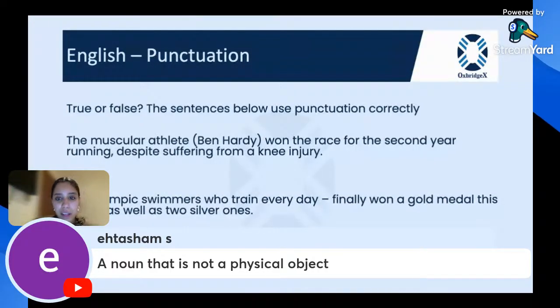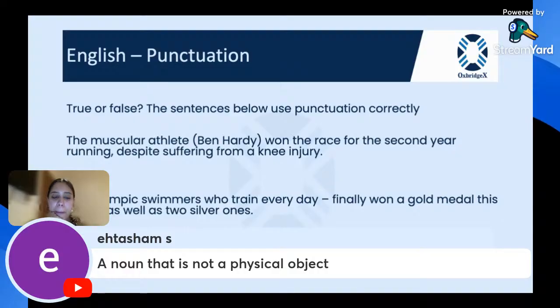The muscular athlete, I'm going to ignore what's inside the brackets, guys, just to prove a point. The muscular athlete won the race for his second year of running despite suffering from a knee injury. Does that make sense? Yeah. I asked myself a question and answered it, right? The second one, Olympic swimmers who train every day, as well as two silver ones. Does that make sense? What I've done there, if you notice, is completely disregard what's between the dashes. Does that make sense? No. So that sentence is definitely not punctuated correctly.